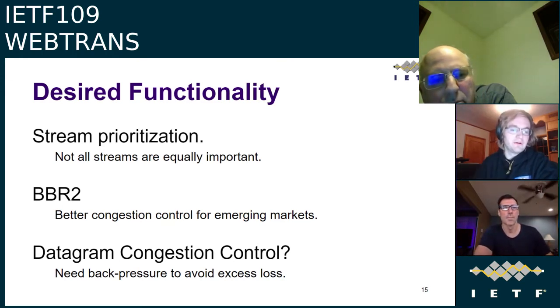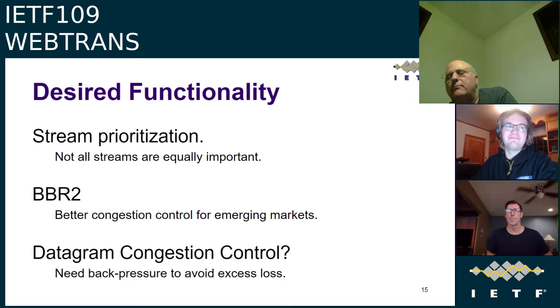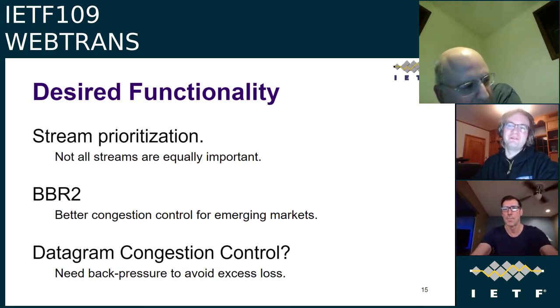We haven't gone down this route, but one of the problems with the control with datagrams is that you don't know when the packet's going to be dropped by WebTransport. So you have to implement your own congestion control on top. And you have almost like two algorithms, and you take the minimum of both of them.